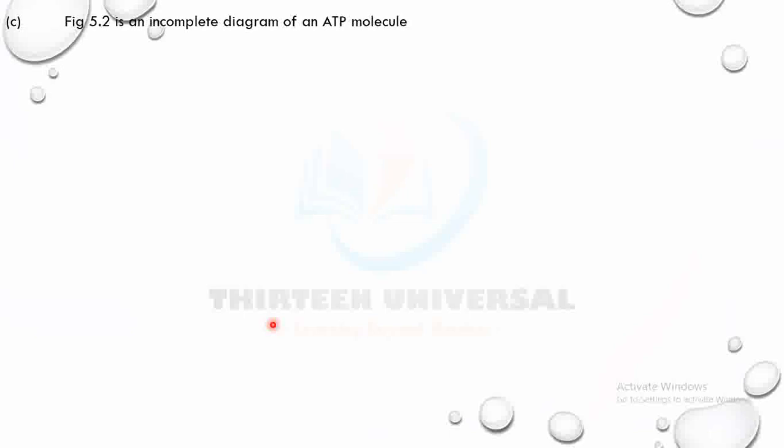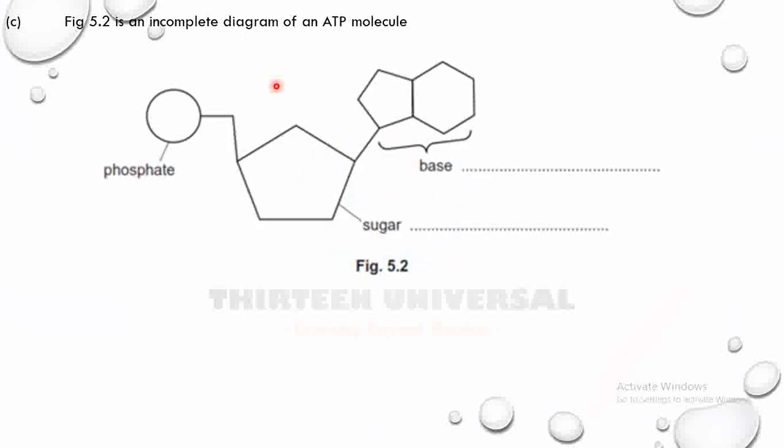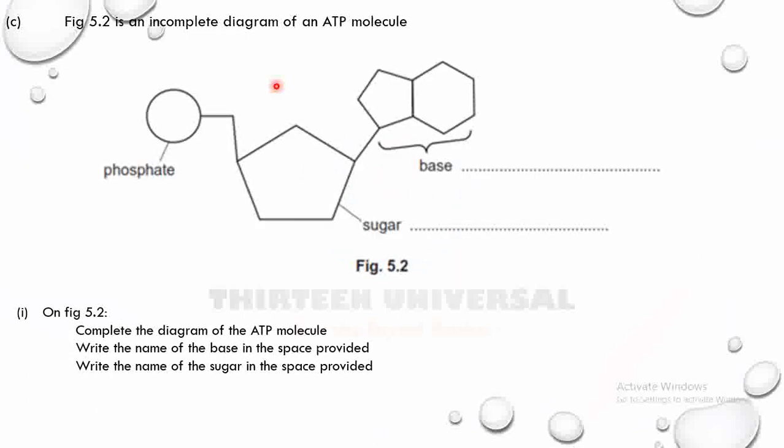All of this happening. Fig 5.1 is an incomplete diagram of ATP. So you can see that. The question says, complete the diagram of the ATP molecule. Write the name of the base in the space provided. Write the name of the sugar in the space provided. So what are the names here? This is ATP. Pause the video and try it.